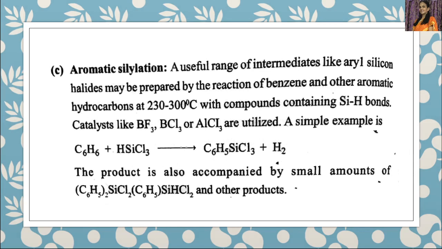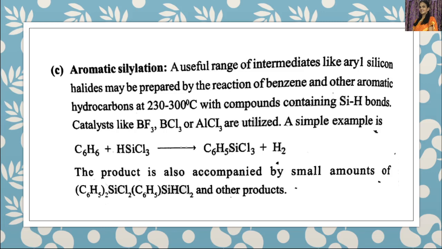Next method is aromatic silylation. So, in the previous methods, we prepared only alkyl chlorosilanes. Here, we can also prepare aromatic chlorosilanes. So, in this method, we are going to prepare aromatic chlorosilanes, a useful range of intermediates like aryl silicon halides. If it is chlorine, aryl silicon chloride may be prepared by the reaction of benzene and other aromatic hydrocarbons at about 230 to 300 degrees centigrade with compounds containing silicon and hydrogen bonds.